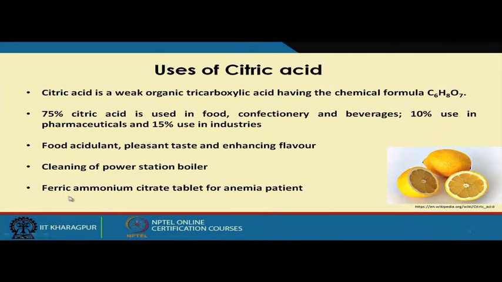Now, besides that, citric acid has other uses like ferric ammonium citrate tablets used for anemia patients. Also, we know that in the biotechnology lab we use the citrate buffer. Then citric acid is used also for the preservation of ascorbic acid, which is called vitamin C, also for the stabilization of fat. So it has tremendous potentiality in the market.